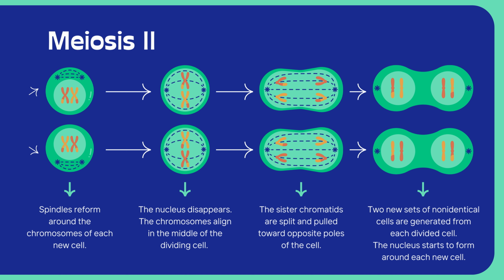Meiosis is essential for sexual reproduction because it reduces the chromosome number by half and introduces genetic diversity through crossing over and the random assortment of chromosomes during metaphase 1. The resulting gametes, sperm and egg cells, each contain a unique combination of genetic material, which is crucial for the genetic variation observed in offspring.